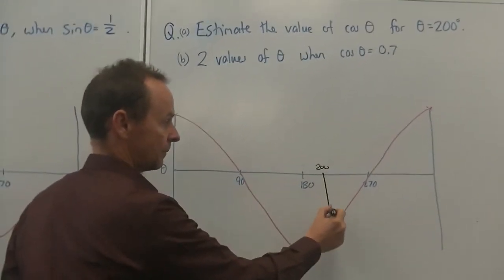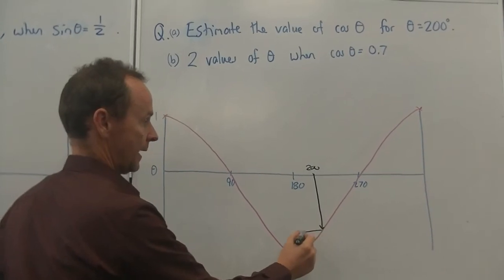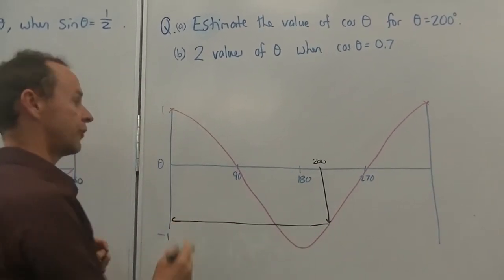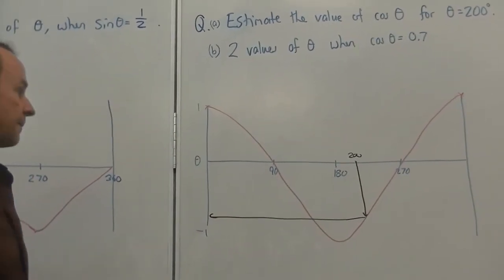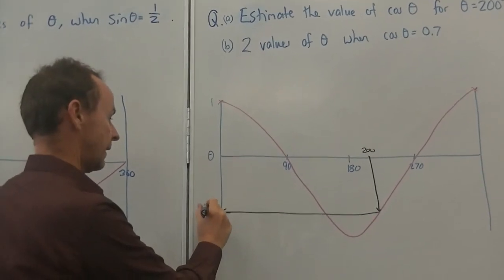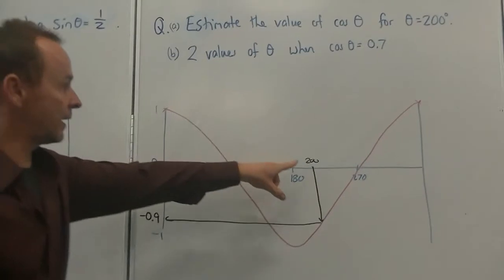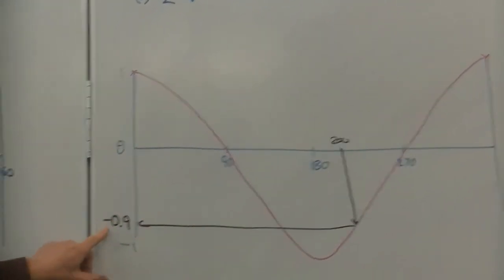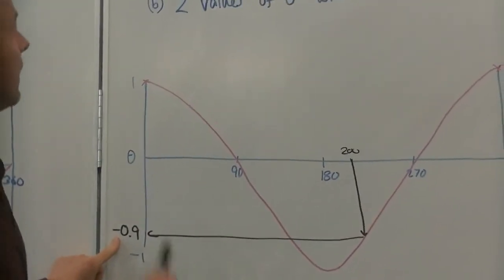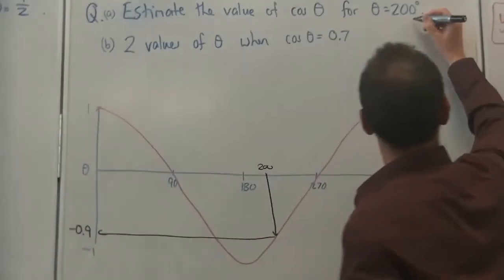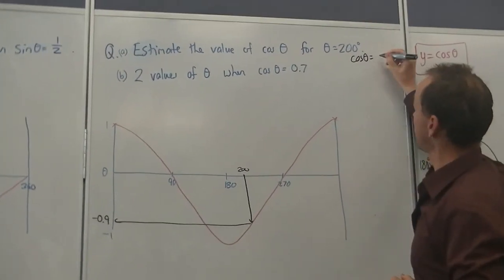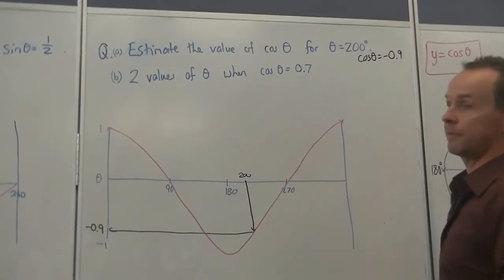So we go down to our graph and then across to here. And of course, the more accurate you are, the better your answer. And the answer is negative 0.9. You see that? You go down, hit the graph, and go across and read off the value. So cos theta is equal to negative 0.9.